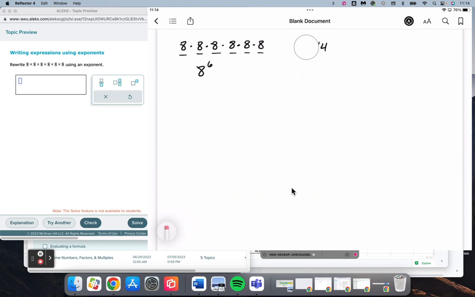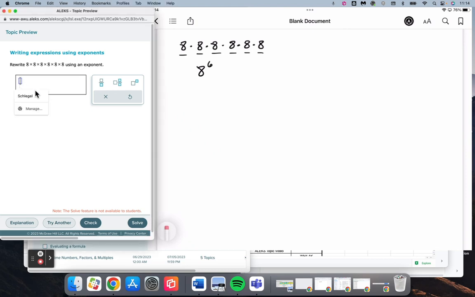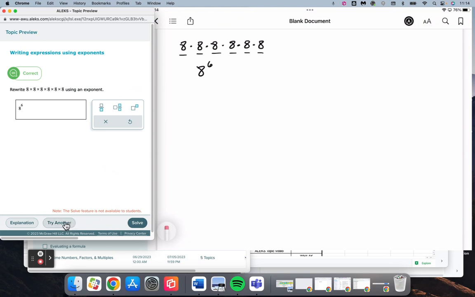All right, moving on to the next. What we'll do here is put in our 8. Then we've got to use this tool here to get into the exponent place, 8 to the power of 6. And it looks like I did it correctly, so we will try another.